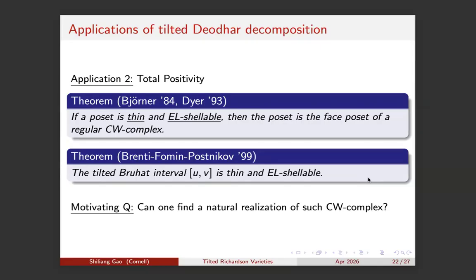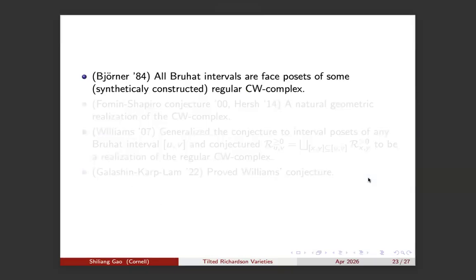So the motivating question for us is: can one find a natural realization of such a CW complex? And the problem here really has a rich history. Back in '84, Björner showed that all Bruhat intervals are face posets of some regular CW complex. He constructed these regular CW complexes by inductively, recursively gluing a bunch of pieces together. This is what they call syntactically constructed.